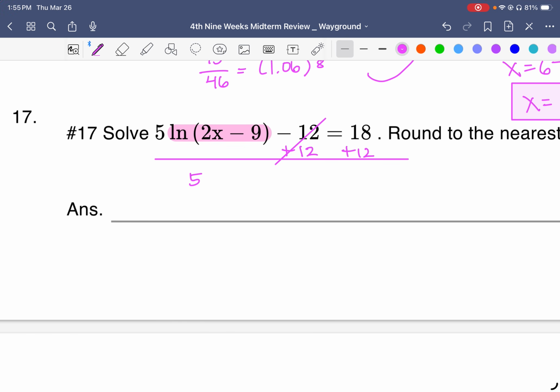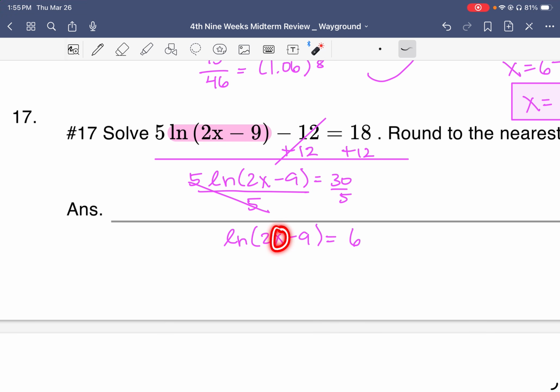So we have 5 times the natural log of 2x minus 9 and then 18 plus 12, which is 30. We're going to divide both sides by 5 so that these cancel out. And we have the natural log of 2x minus 9 equals 6. Okay, now I need to get this x, but it is inside the parentheses of the natural log. So the only way to get rid of the natural log is to rewrite it as an exponential.